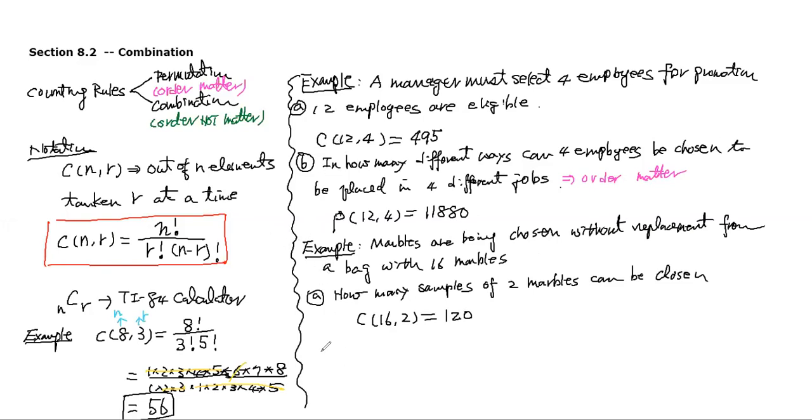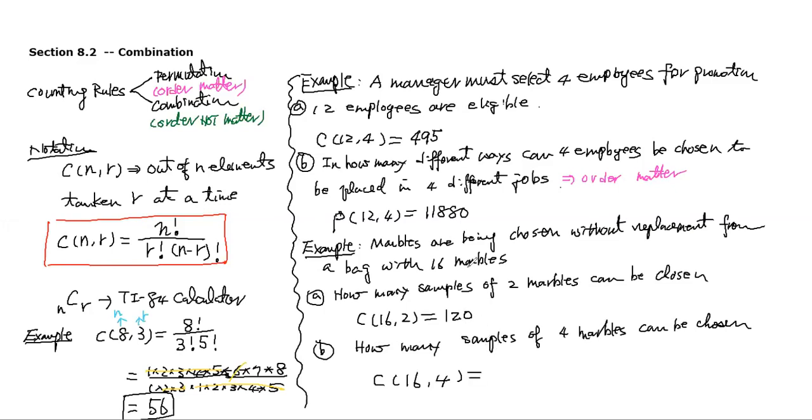So now part B is here. So how many samples of 4 marbles can be chosen? That means if I choose 4 marbles, still I don't care, I just grab 4, right? So here it will be C of 16 and 4. Then you put it into the TI calculator to verify and see if you get 1820 or not. Okay, that would be a good way to check.